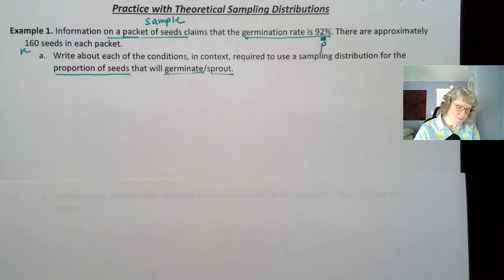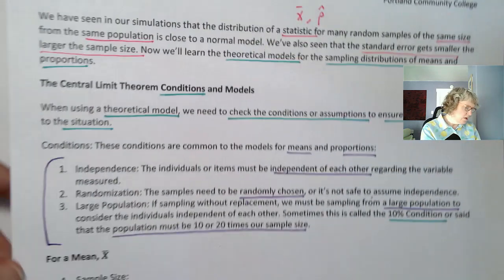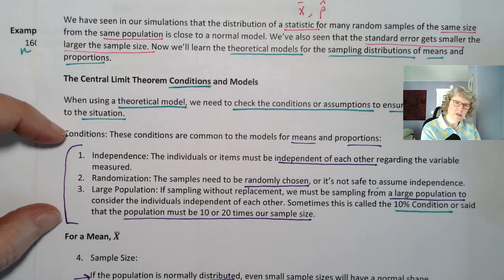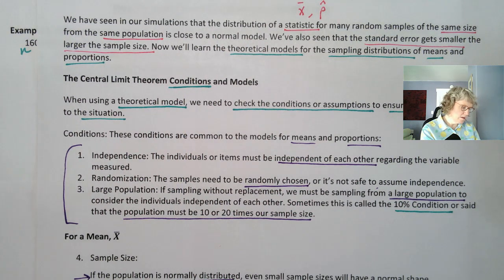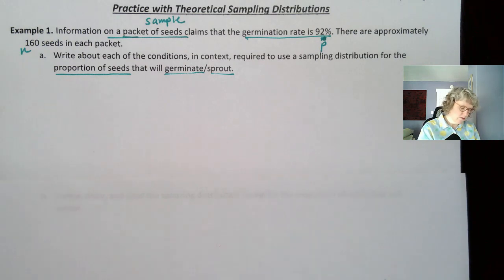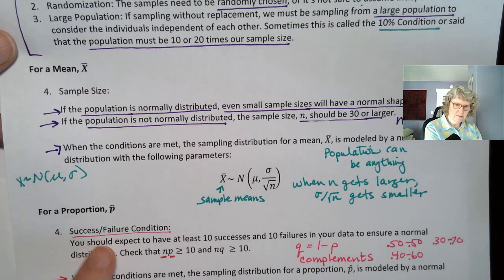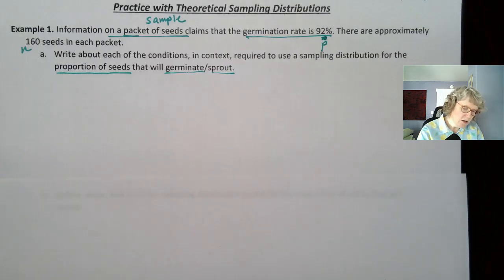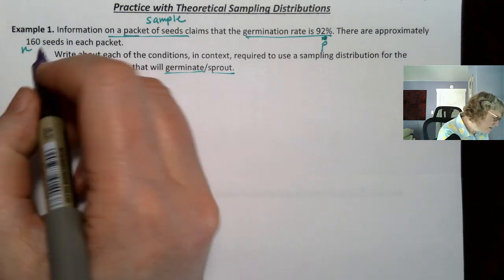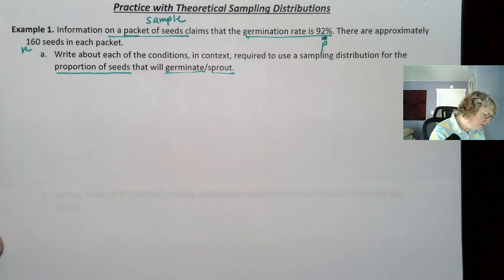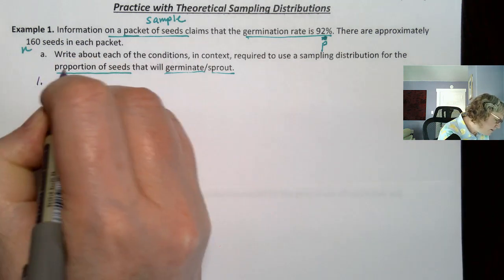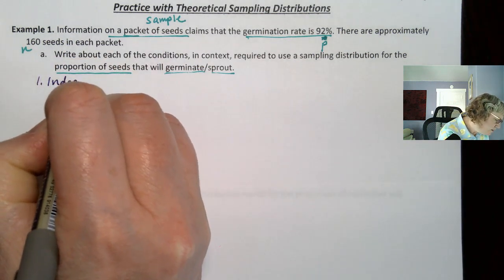So first of all, I'm going to look at my notes real quick. These first three apply to both means and proportions. And then we do have a proportion here. So then I'm going to go down to the second number 4 and look at the success failure condition. I'm just going to keep this off to the side. Hopefully you can refer to yours as well. The first condition is independence, and we're going to write a fair amount here, so I'm going to leave a lot of space. Independence, number 1.